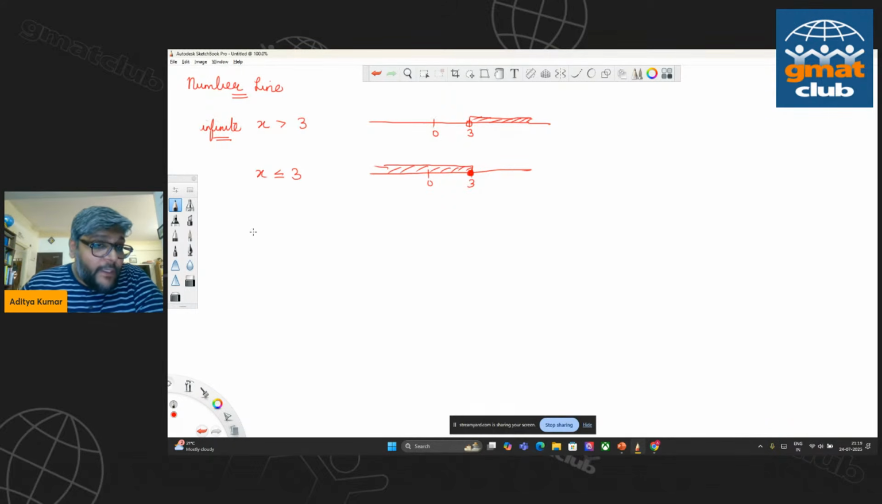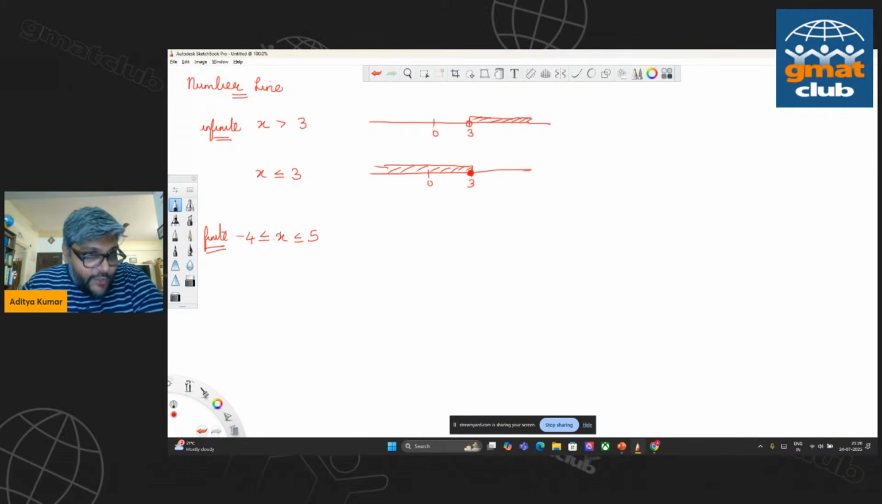You can also have something called finite ranges. Something like -4 is less than or equal to x is less than or equal to 5. This is what we refer to as a finite range. It's called a finite range because it represents a finite portion on the number line, right? And normally a finite range will have multiple inequalities combined.